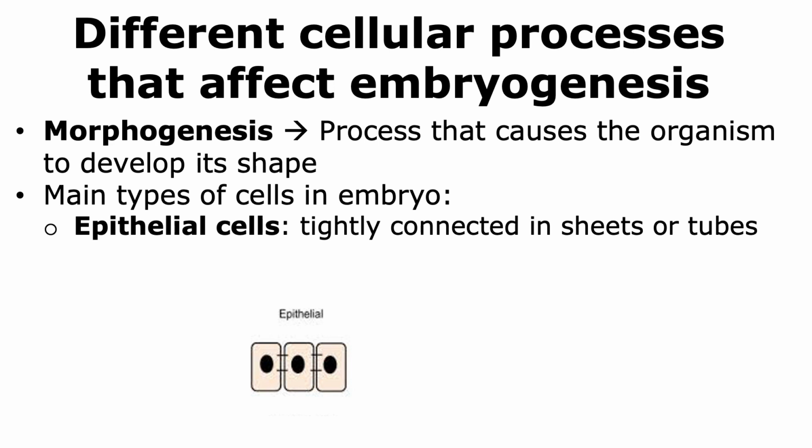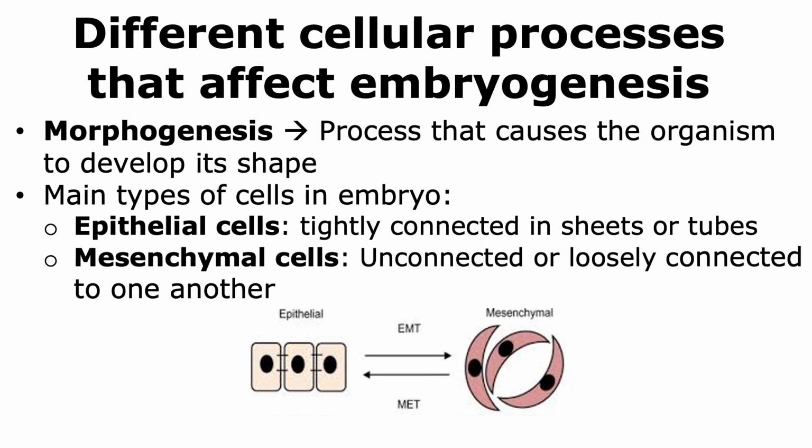The second type of cell that's normally found in an embryo are the mesenchymal cells. Mesenchymal cells are not connected to each other, or if they are, they are loosely connected to one another. Now, what should be remembered is that epithelial cells can become mesenchymal cells through a process called epithelial mesenchymal transition. Similarly, mesenchymal cells can become epithelial cells through a process called mesenchymal epithelial transition.